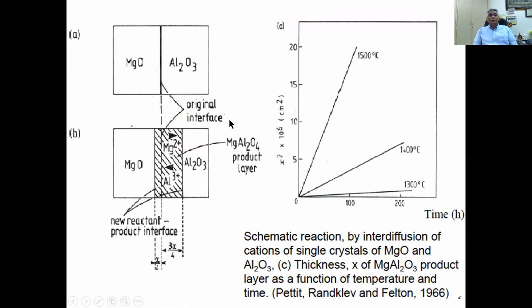For that, you need to have a certain idea about diffusion. It's all about diffusion. Let's say you have a simple material by this formula, MgAl2O4, magnesium aluminum oxide.